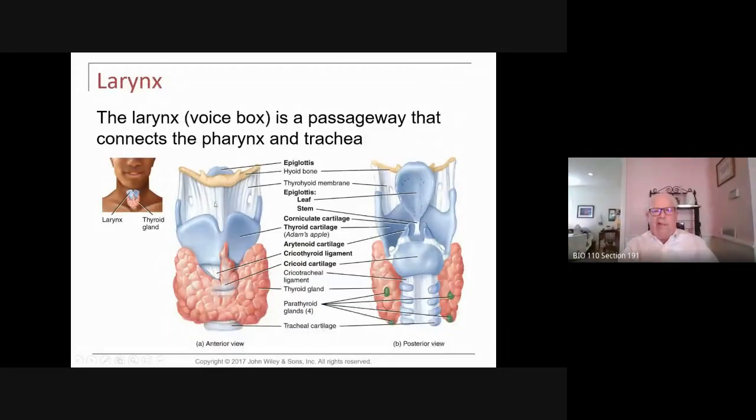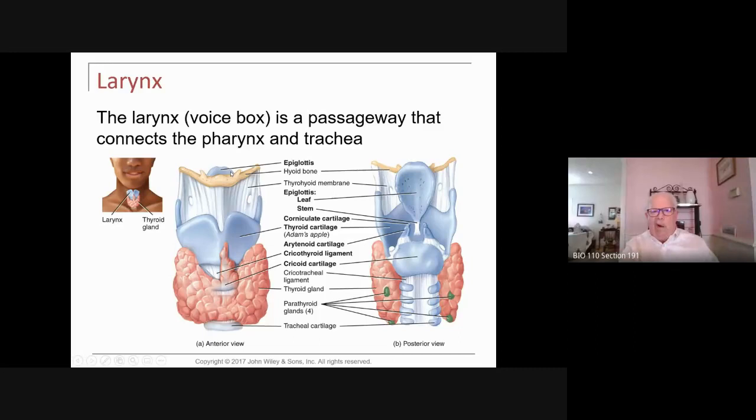The larynx. The larynx is your voice box. It is a passageway from the pharynx into the trachea. And over the larynx is the epiglottis. Here it is, the epiglottis. This is tissue that protects the trachea from water and food while you're eating.